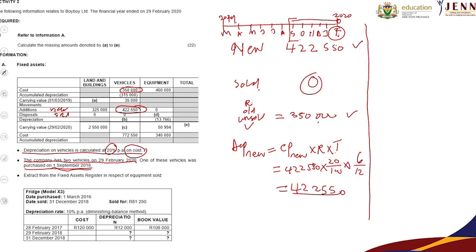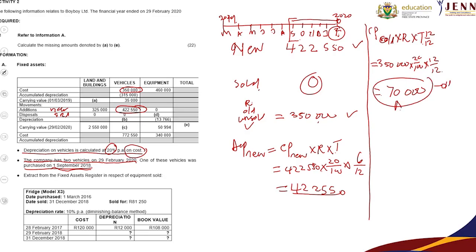For old, we are also going to say cost price of old multiplied by rate multiplied by time. How much is the cost price? The cost price is 350,000. What is the rate now? The rate is still 20 over 100. Remember, I said because it is old, we did not sell them. Then we're going to have 12 over 12. How much are we getting here? Then we are getting 70,000, right? Now we have 70,000 for the old one.